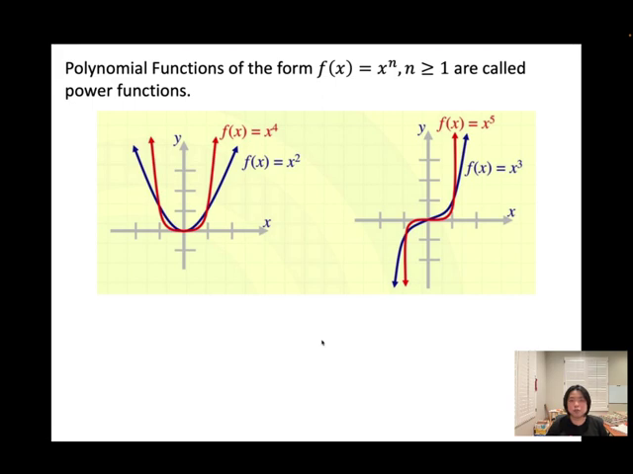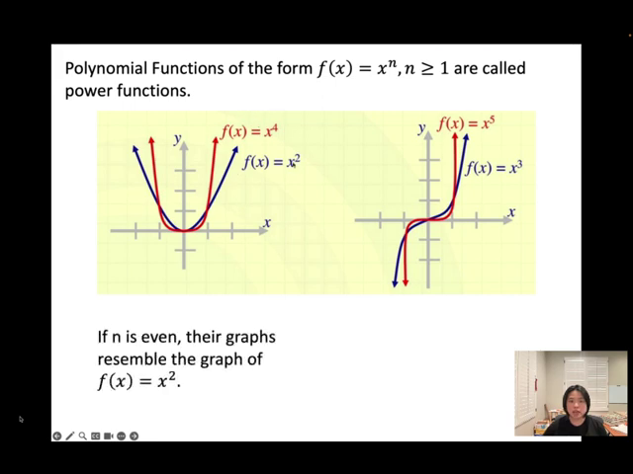Polynomial functions of the form f of x equal to x to the power of n, with n greater than or equal to 1, are called power functions. On the left-hand side, these are all n even. For y equal to x squared, this is the parabola, just like the U shape.